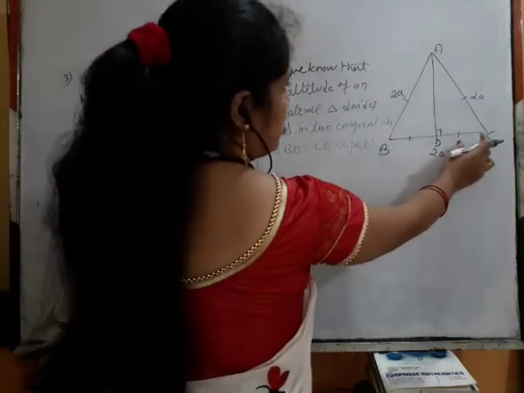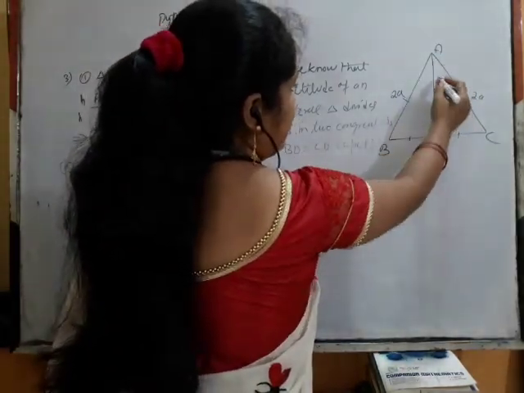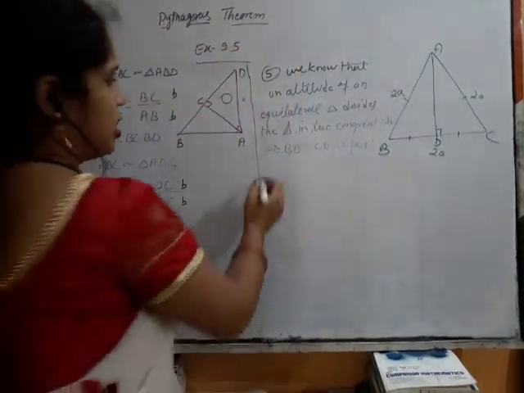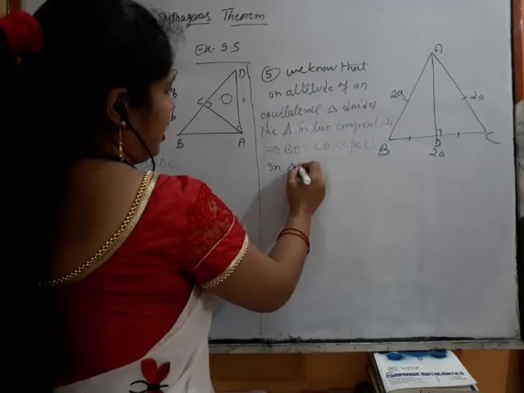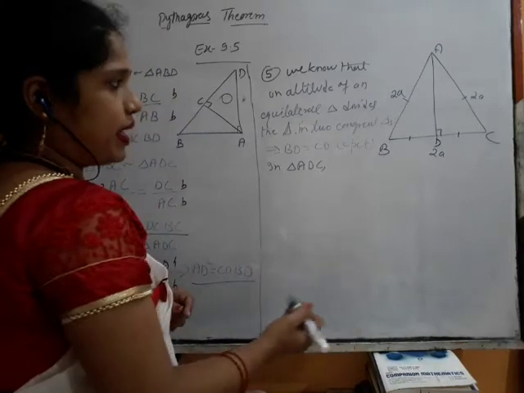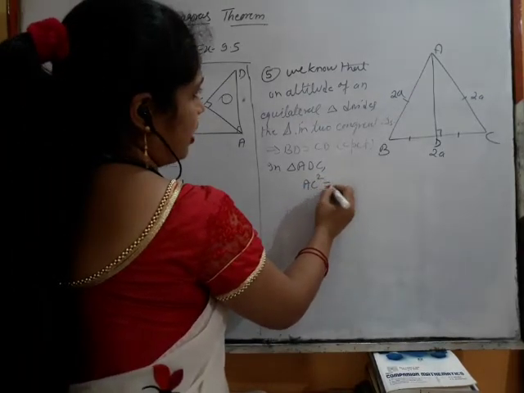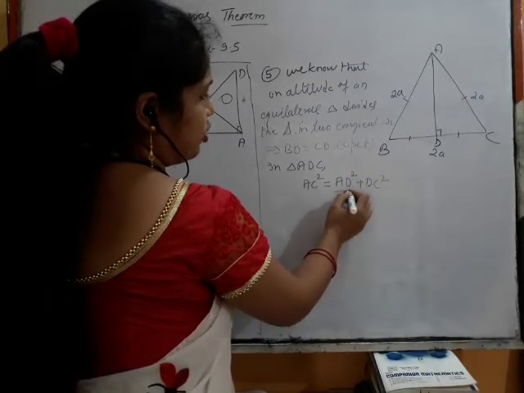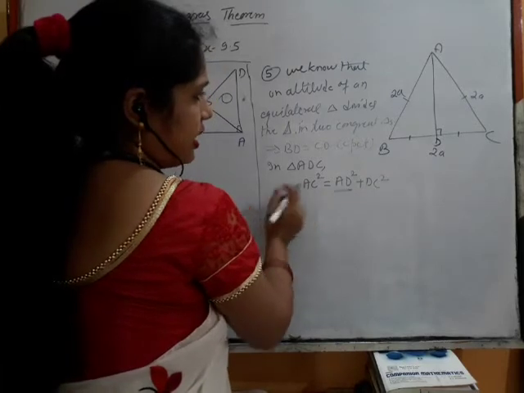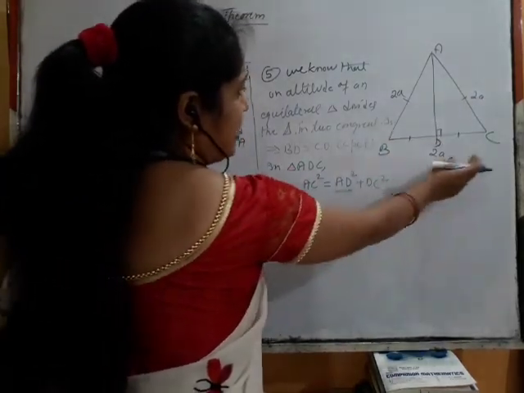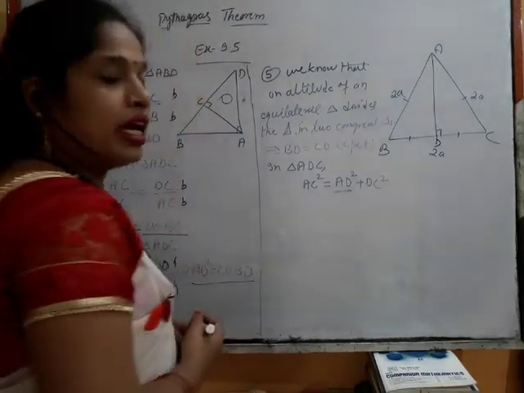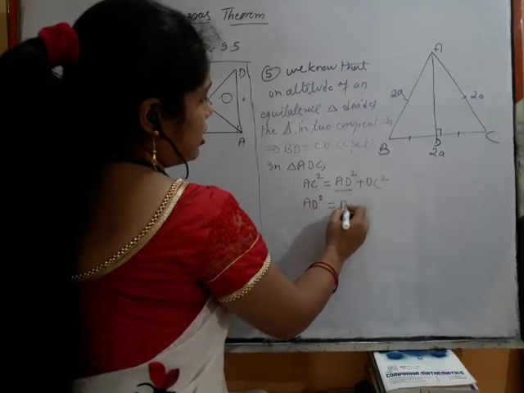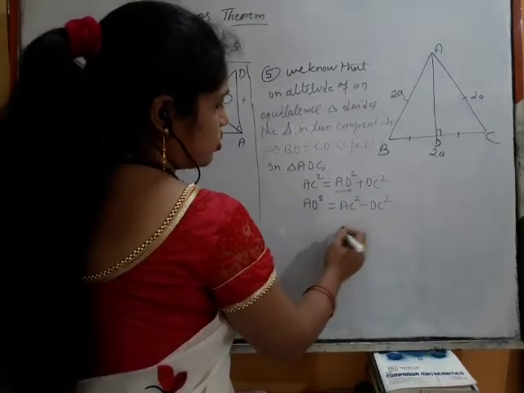Now, since BD is equal to CD, this makes a right angle triangle ADB, and ADC is also a right angle triangle. We can consider any of it. In triangle ADC, following Pythagoras theorem, AC square is equals to AD square plus DC square. We need length of this one. We know DC and we know AC. AC was given 2A and DC is the half of BC, so it will be 2A upon 2, that is A only. So AD square is equals to AC square minus DC square.